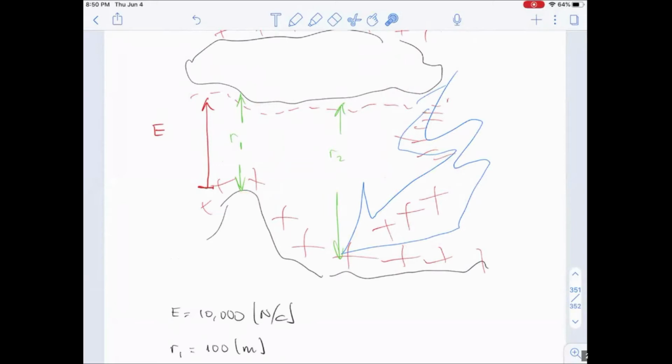Voltage or voltage difference, they mean the same thing. It depends on the strength of the electric field and the separation distance.